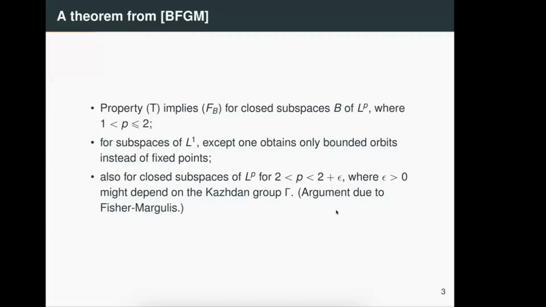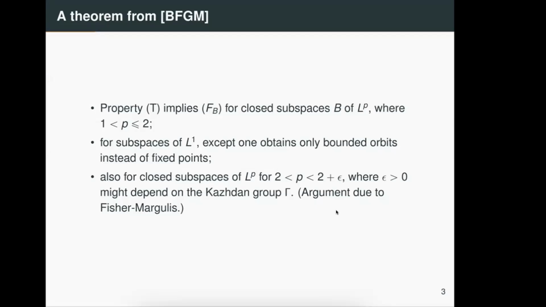If you go above 2, then things can change. There is an argument due to Fisher and Margulis that you can always go a little bit above 2, but how much you can go depends on the group. If you take a hyperbolic group, it can have Kazhdan's property T, but it's a result due to Yu, and later with different proofs, that for p sufficiently large, you will have proper orbits. So this critical value of p is a meaningful invariant for the group. This is a theorem.